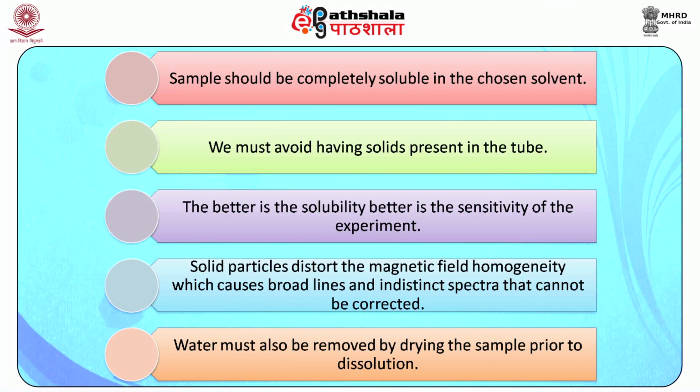Next in this factor is solubility. The sample should be completely soluble in the chosen solvent. We must avoid having solids present in the tube. The better the solubility, the better the sensitivity of the experiment conducted. Solid particles distort the magnetic field homogeneity, which causes broad lines and indistinct spectra that cannot be corrected. Water must also be removed by drying the sample prior to dissolution.